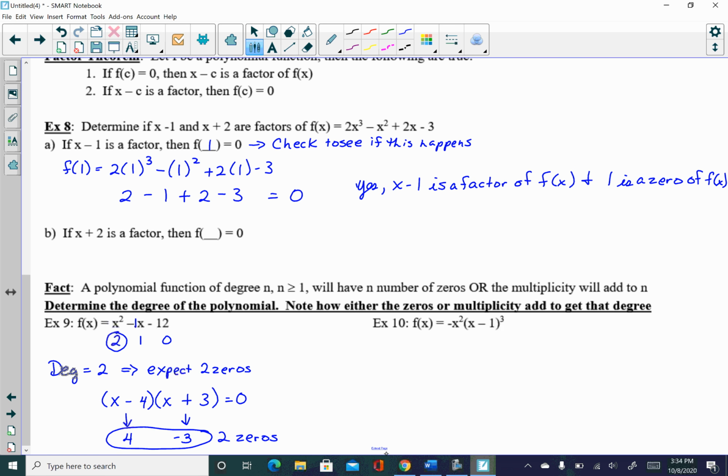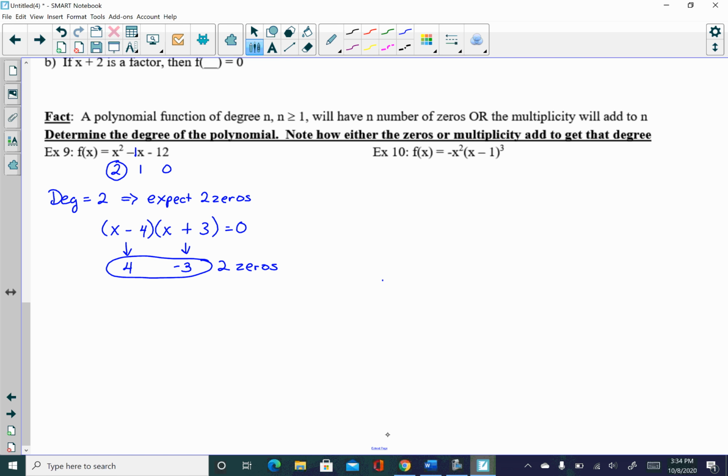All right, let's scoot on over here to example 10. In example 10, in terms of having to find your degree, you'll need your leading terms. So you have negative x squared times x to the third power. That's going to give you negative x to the fifth power. So that tells us here that we are degree 5. So what that means is I need to either find 5 zeros or my multiplicity has to add up to 5. Okay, so let's first find our zeros.